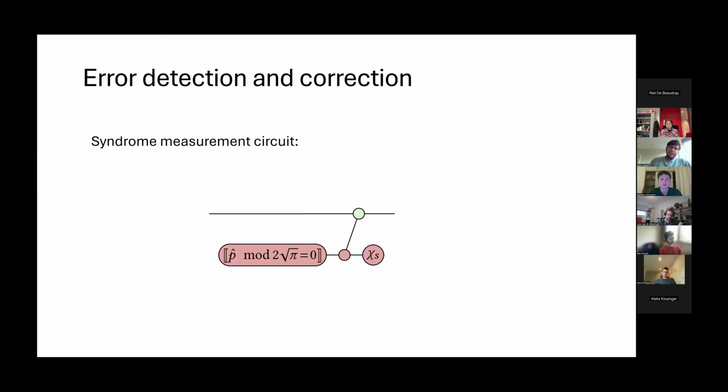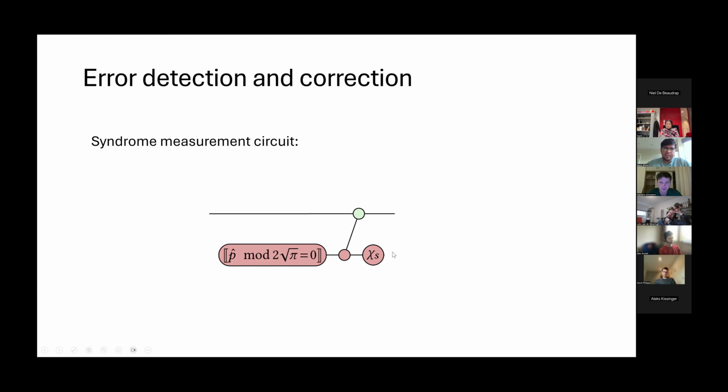We can also describe a syndrome measurement circuit. Here's what it looks like. First of all, this state that I have here is the same as the plus state in the logical GKP encoding, but I'm writing it as the indicator function for p mod 2 square root of pi equals 0, because it's easier in calculation. So you start with the ancilla, which is your ket plus logical. You apply a C naught, and then you perform this homodyne measurement, and the output of the measurement is S.